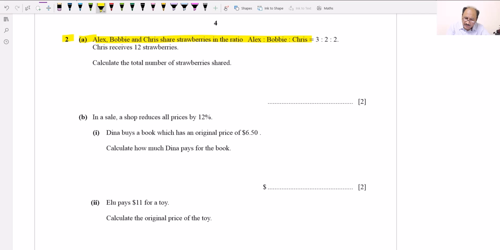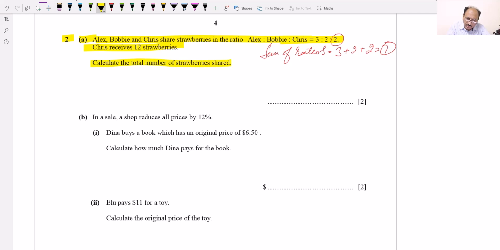Now question number 2. Part a says Alex, these, and Chris share strawberries in the ratio provided here. Then Chris receives 12 strawberries. So the share of Chris is this 2, and the sum of ratios will be equal to 3 plus 2 plus 2, which is equal to 7, and we calculate the total number of strawberries shared.